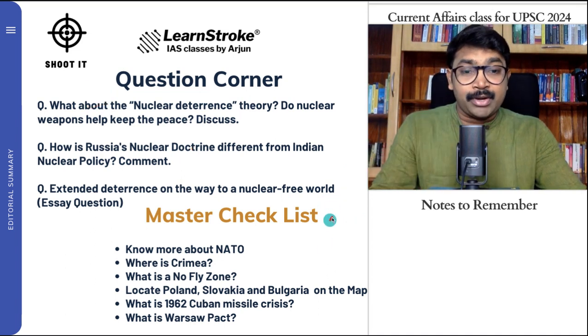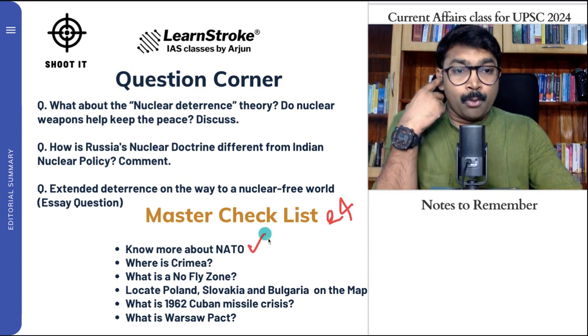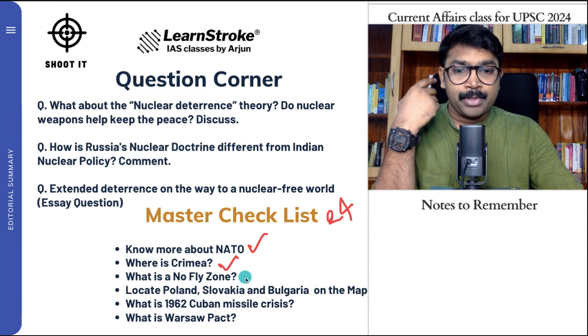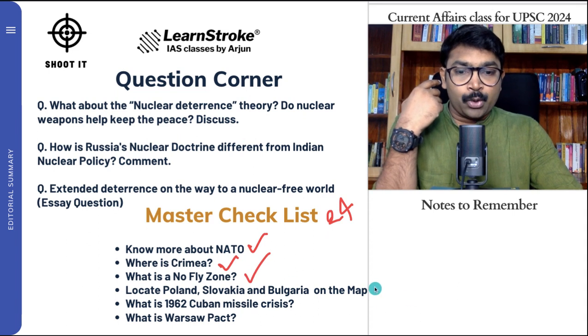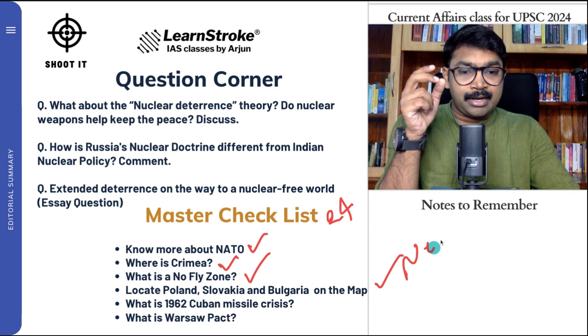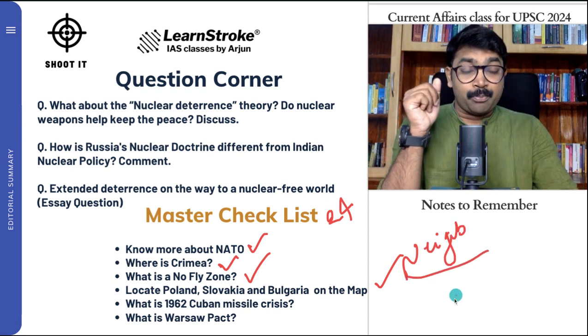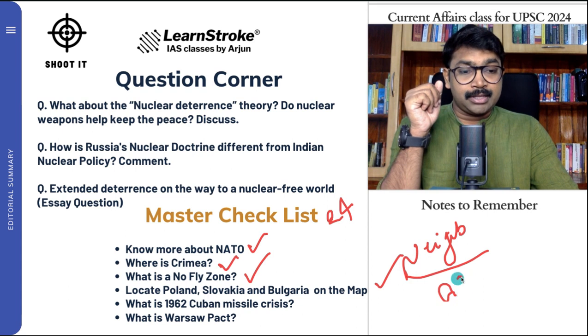And for the next 2024 examination, master checklist, do it yourself. Know more about NATO. Which are the countries included in NATO? Where is Crimea? Mark it on the map. What is a no-fly zone? And locate Poland, Slovakia, and Bulgaria on the map and see which are the neighboring countries of Poland, which are the neighboring countries of Slovakia, which are the important neighboring countries of Bulgaria. You can expect this question in the GS paper 1 prelims, in the neighboring countries, etc.